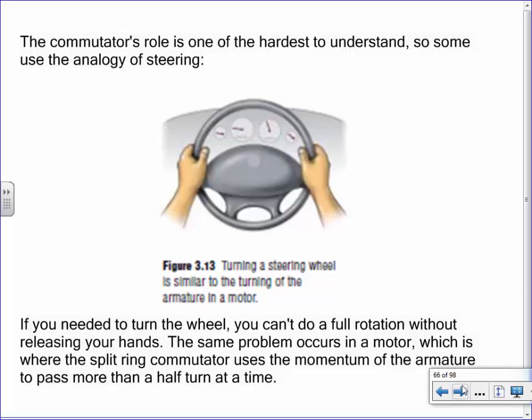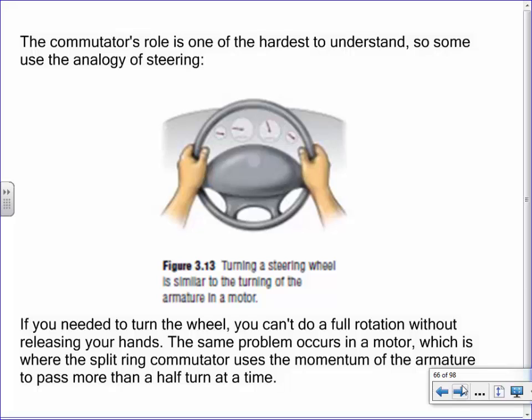I'm going to start spinning the wheel. If I want to make a left-hand turn, I can go to about here, and I can't do the rest, right? Because eventually I get stuck. Well, that's what the commutator does, is eventually at some point here, you're going to have to let go and then keep turning. Can you guys kind of get that idea there?